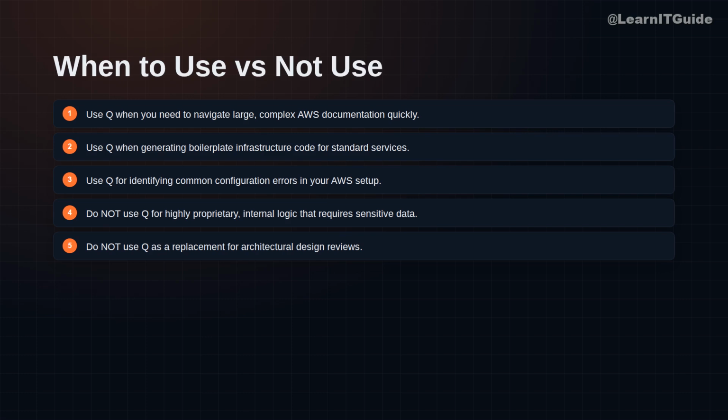On the other hand, do not use Q for highly proprietary internal logic that requires sensitive data, as you should always protect your business secrets. Finally, do not use Q as a replacement for architectural design reviews. A human expert should always validate the final design. Use these criteria to decide if this tool is right for your situation.